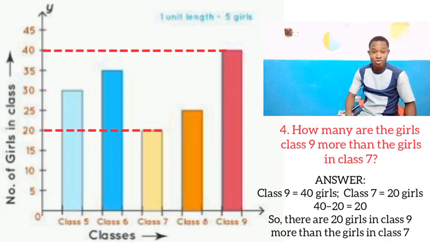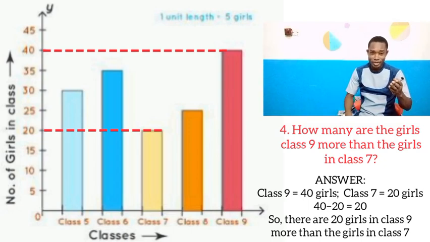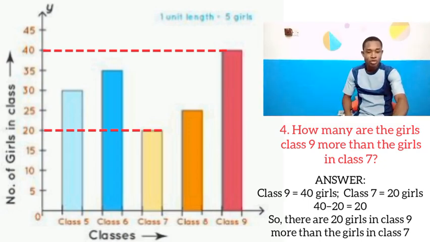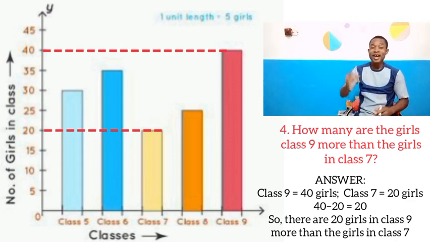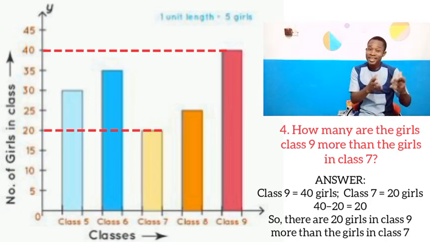Already question number 2 has the answer for us, you know. Therefore, we are going to do number of girls in class 9, which is 40, minus number of girls in class 7, which is 20. So 40 minus 20 will give us what? 20. It therefore means that there are 20 girls in class 9 more than the number of girls in class 7.